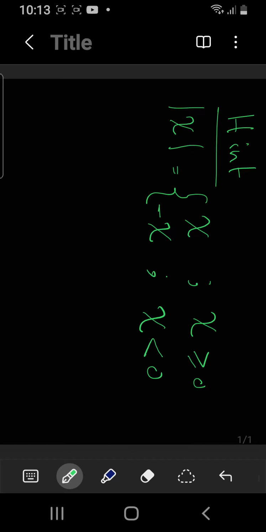We have a hint, please guys. The absolute value of x equals x or negative x, so x bigger than or equal to 0 and x less than 0. So it is the definition of the absolute value generally.